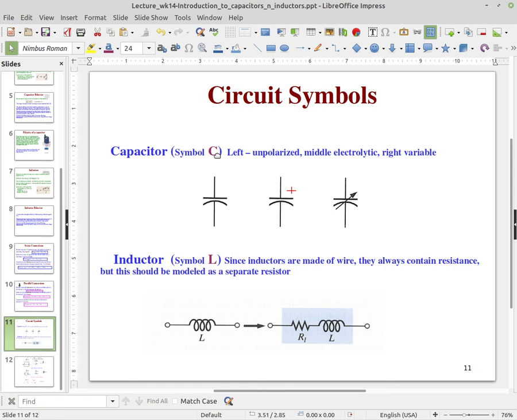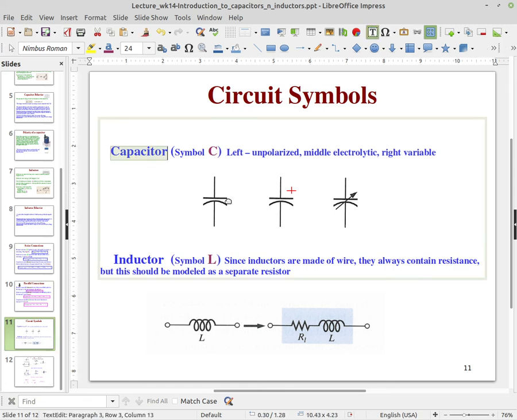Here are the circuit symbols for a capacitor. We have basically two plates. Sometimes it'll be curved. Sometimes the curve indicates an electrolytic capacitor, but usually if that's the case, it'll also have a plus sign, as the middle one shows. They may also have one with an arrow drawn through it, which simply indicates that it's variable.